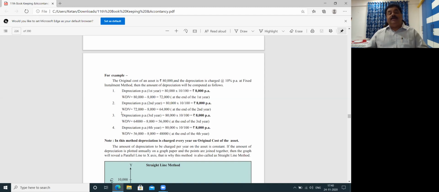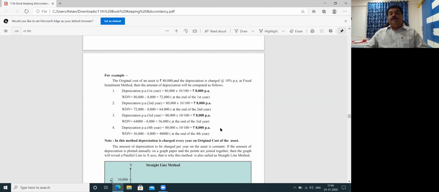And what is the written down value now? Last year the written down value was 72,000. 72,000 minus 8,000 is now 64,000 at the end of the second year. What is going to happen in the third year? Depreciation is again the same, 8,000 per annum. And the written down value now is 64,000 minus 8,000, which is 56,000. The depreciation in the fourth year is again 8,000. And the written down value is 56,000 minus 8,000, which is 48,000 at the end of the fourth year.